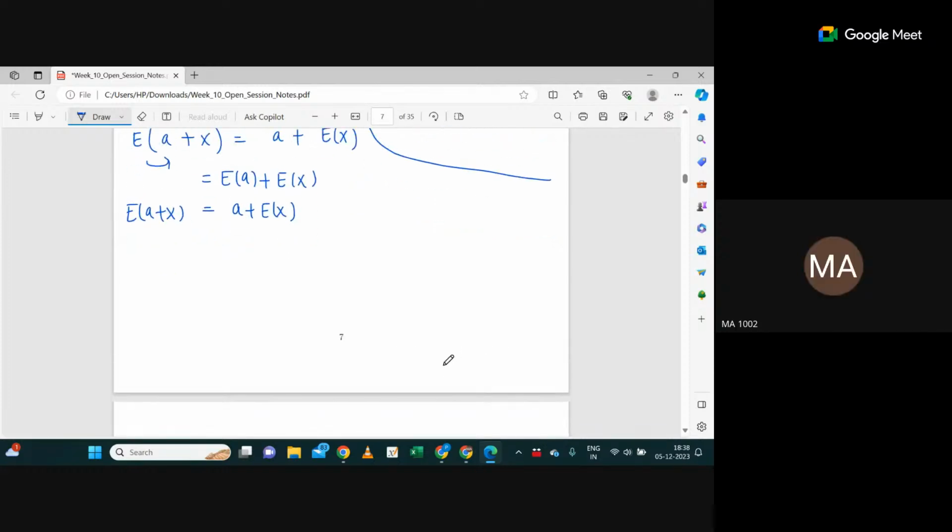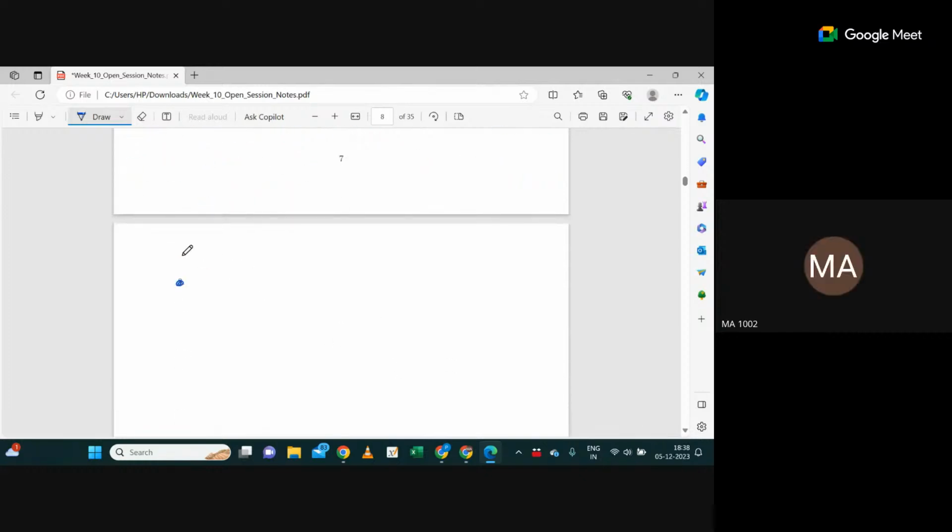Okay, so let me first cover the remaining two concepts, variance and standardization. Then we'll take the questions from the activity. Will that be fine? Okay, so we have discussed the expectation.